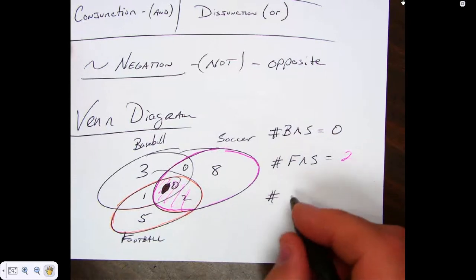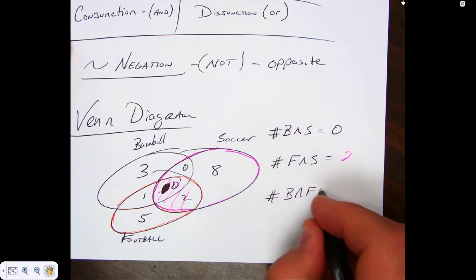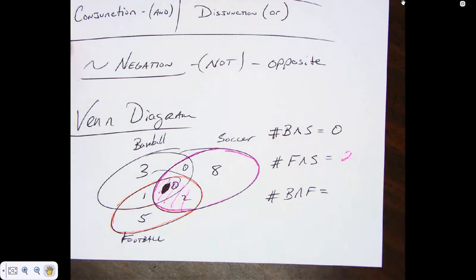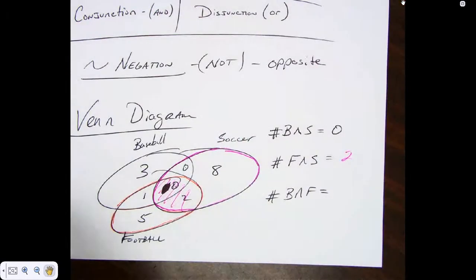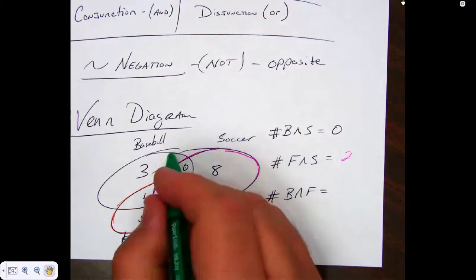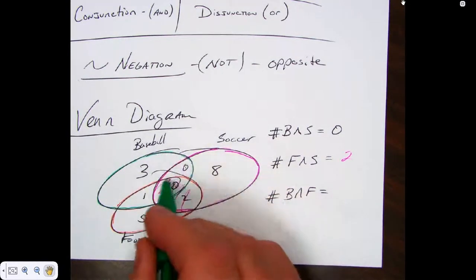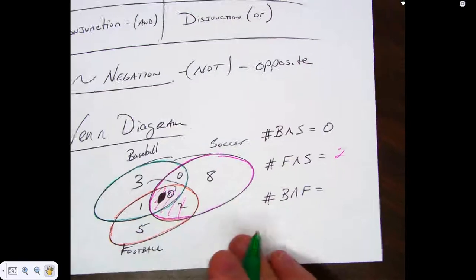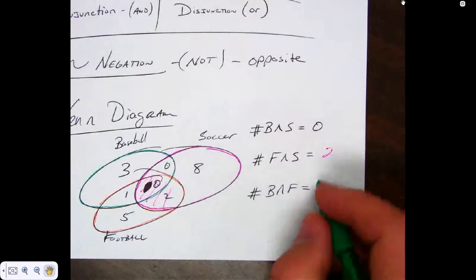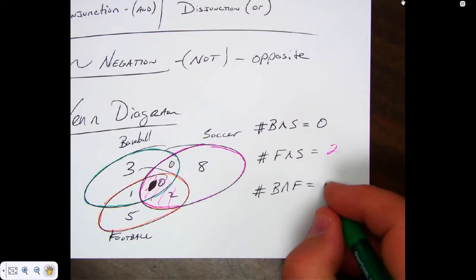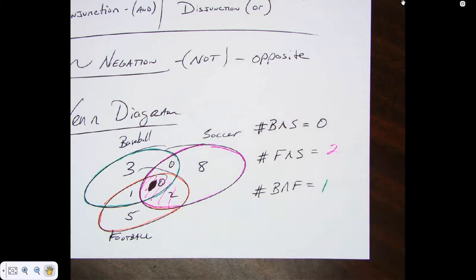How about the number of players that play baseball and football? All right. When you look at this one right here, these are the baseball players. So right in here where these two intersect is the ones that play both. So what's the answer here? 1.